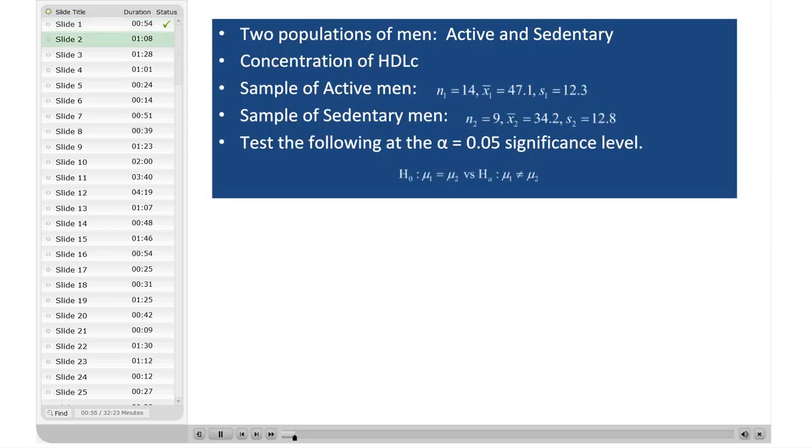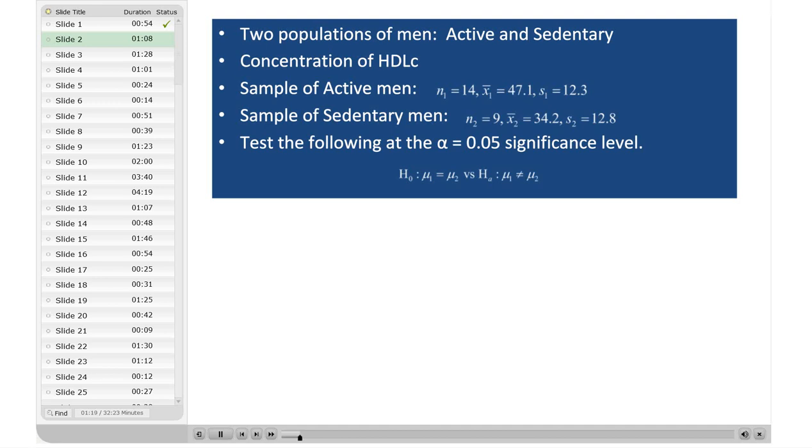Alright, let's go ahead and get started with an example. In this problem, we're interested in comparing the cholesterol levels of active and sedentary men. More specifically, we're looking at high-density lipoprotein cholesterol, which is actually the good kind of cholesterol. So we just want to try to figure out, do active men have better cholesterol levels than sedentary men?